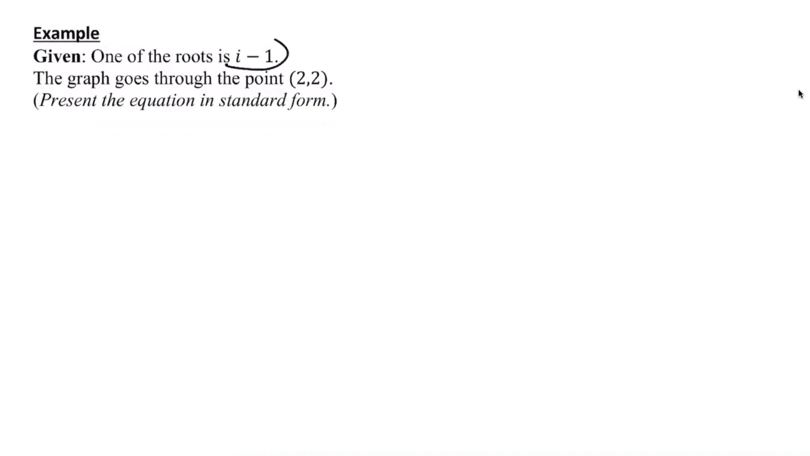First, you can see that this is an imaginary root since we see the i, right? And when we have imaginary roots, it's always going to be in the form of a plus bi or a minus bi. So we have to do a little bit of a makeover: instead of writing i minus 1, we will reformat this to negative 1 plus i.